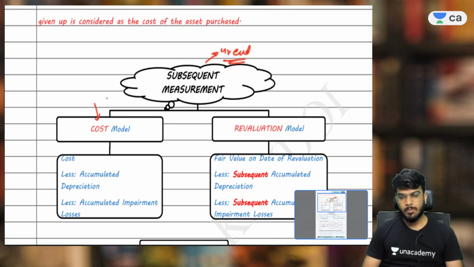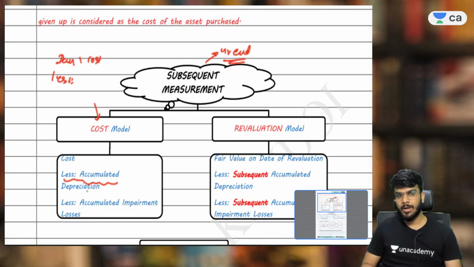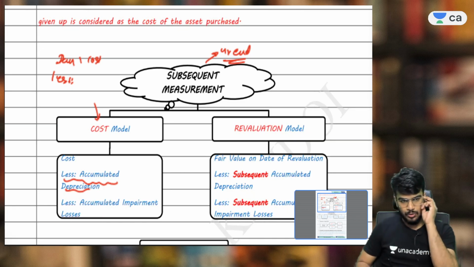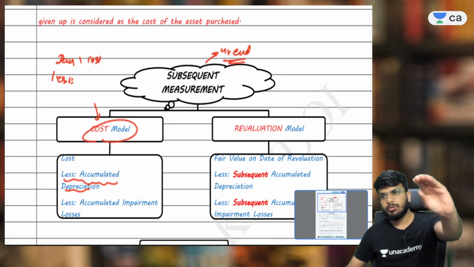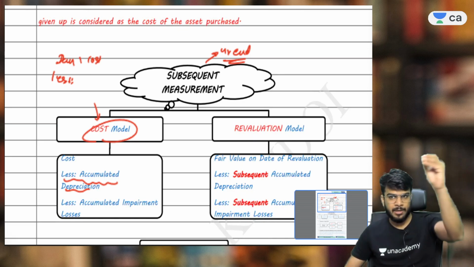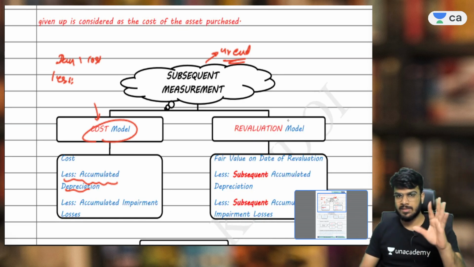Under the cost model, we keep the asset at day one's cost less any depreciation till date, which is known as accumulated depreciation. And if you are aware of impairment, we will also deduct impairment losses. So the cost model is very simple, very basic. You record it at day one's cost and depreciate that asset for a certain number of years. That is the cost model.